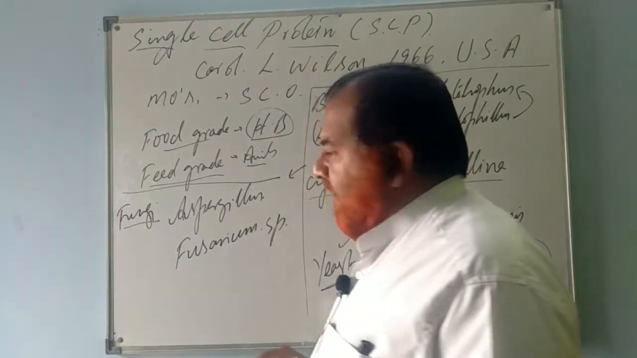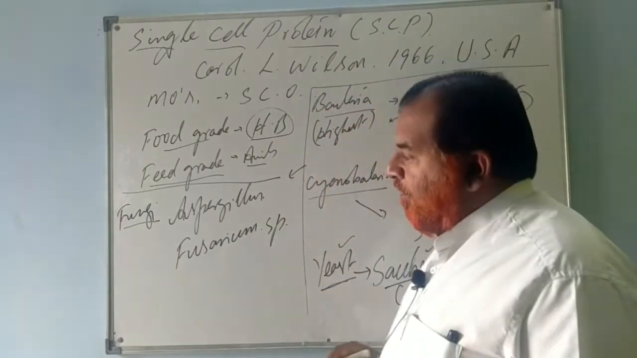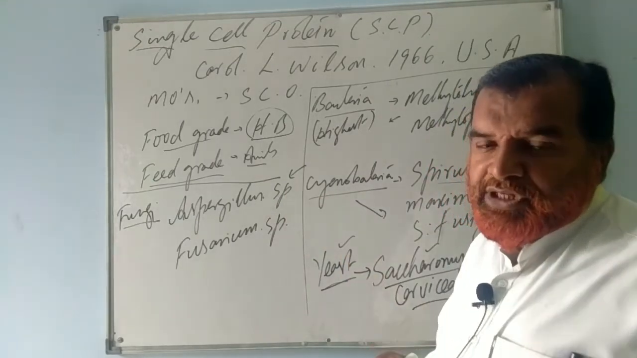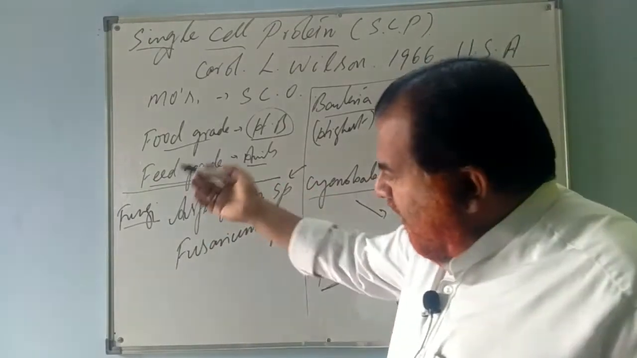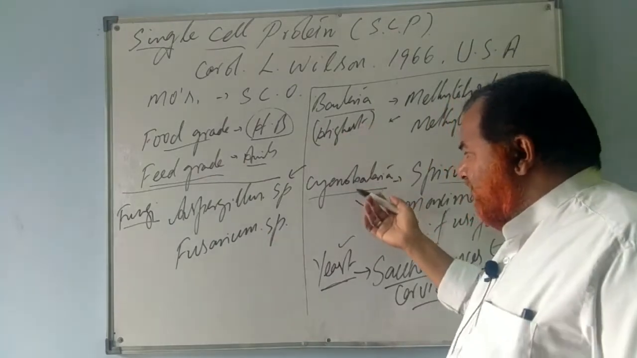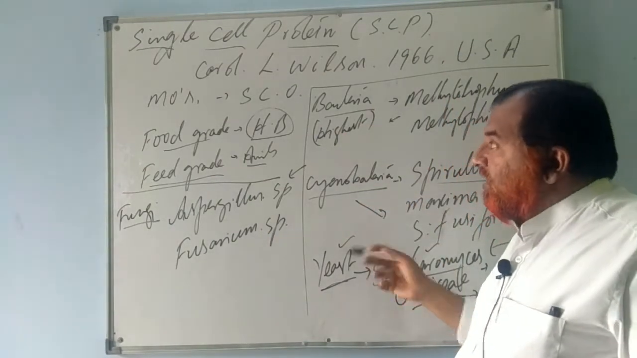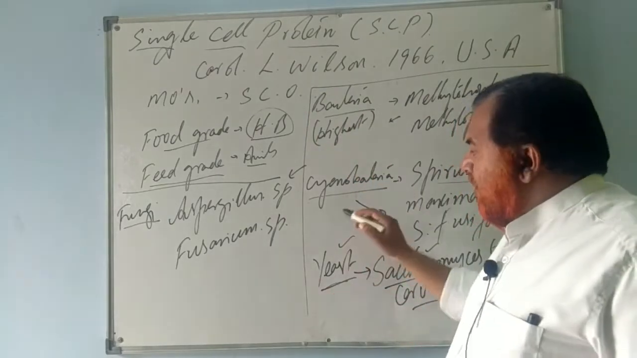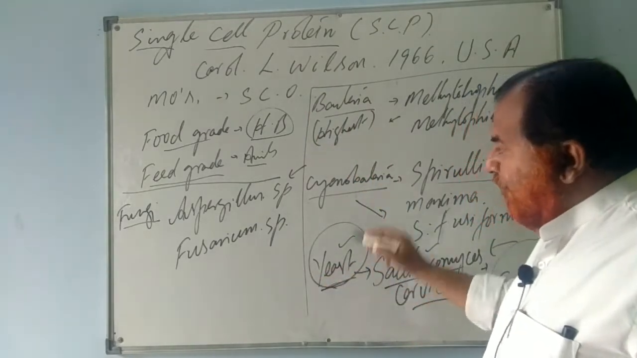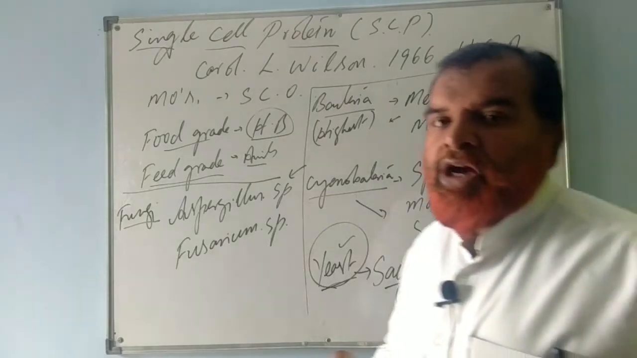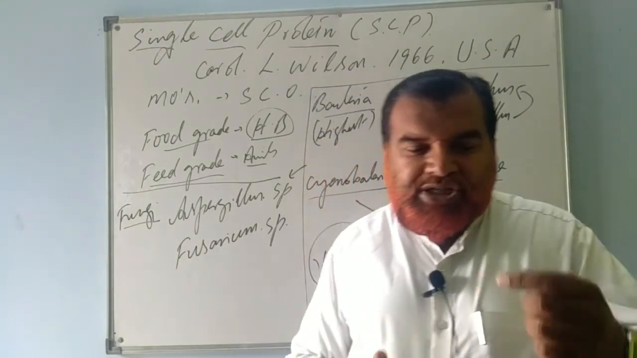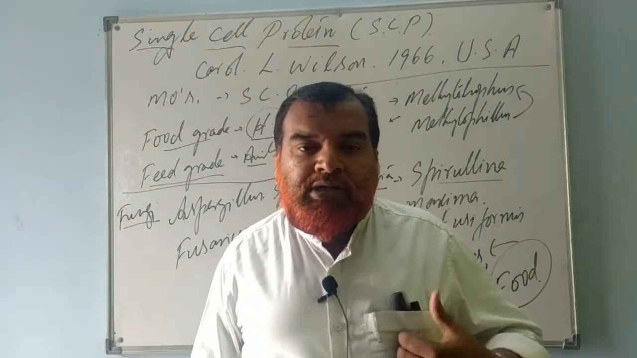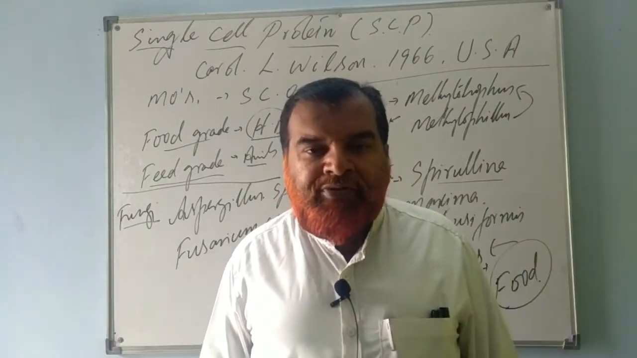Then Fusarium species, right? Aspergillus species, clear. These are the different species of fungi that produce single cell protein. Fungi also produce, bacteria also produce, cyanobacteria also produce, yeast also produce. That's why it is known as single cell protein, because all of these come under microorganisms. Now this is the only protein that is approved for the consumption of human beings, right? These tablets are taken as a source of protein by astronauts because they can't afford to take food, right?